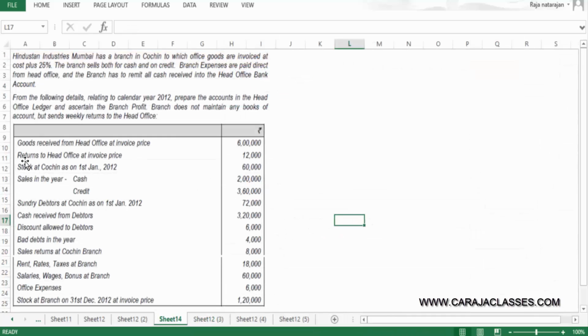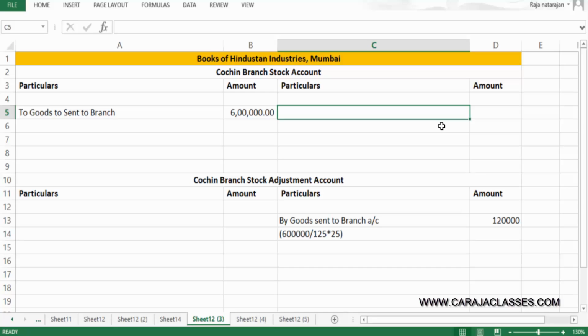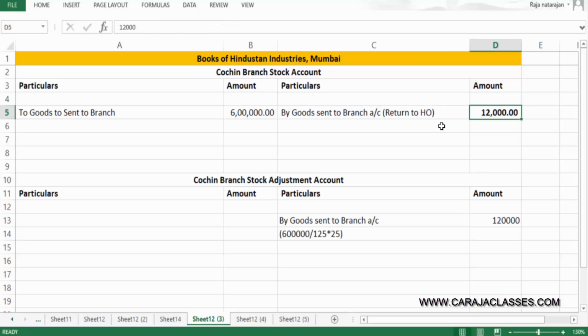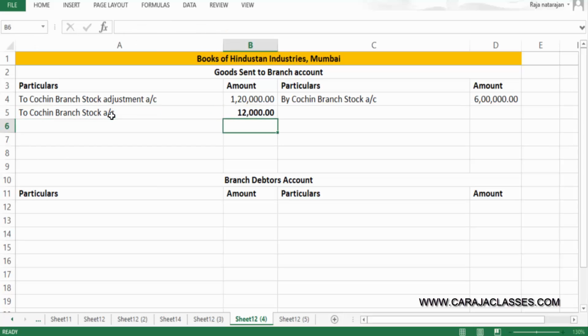Coming back, second item, return to HO at invoice price 12,000. So there are goods that are returned to HO. It will reduce the Cochin branch stock account balance. Okay, so we'll say by goods sent to branch account, within bracket return to HO, and what is the amount? It is 12,000. It means we should give parallel effect in goods sent to branch account. We'll say to Cochin branch stock account, and the amount is 12,000.